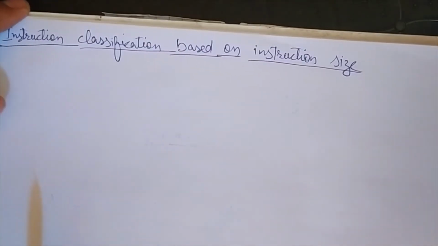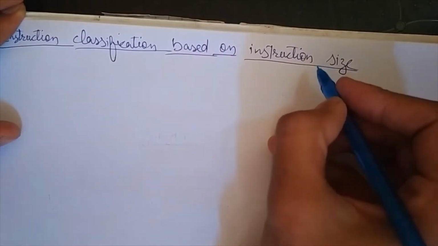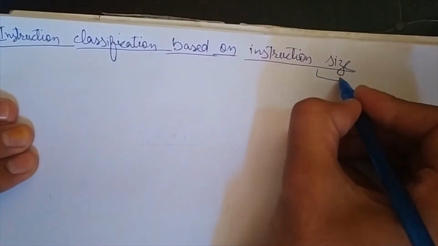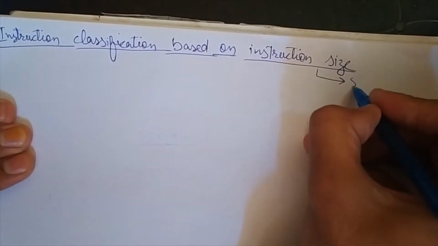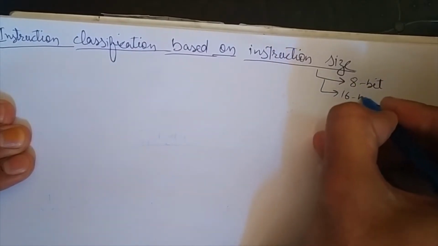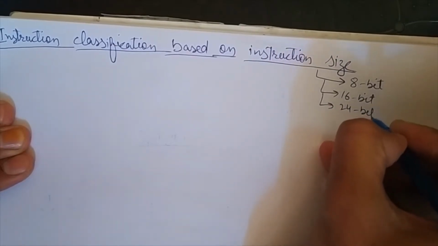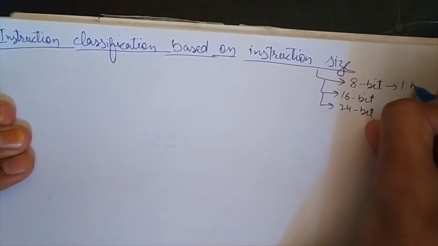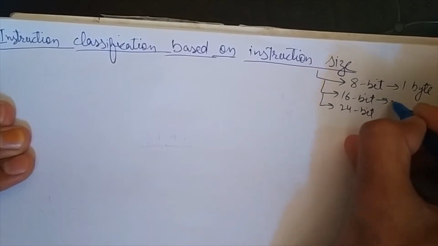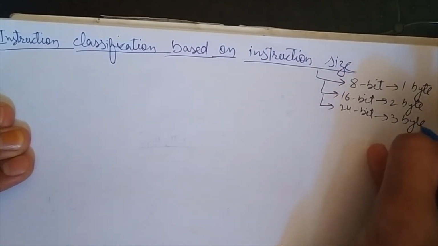So what is the size of an instruction? In our microprocessor 8085, there are three possible instruction sizes. One is an 8-bit instruction, another is a 16-bit instruction, and the third is a 24-bit instruction. Or we can say it is a 1-byte instruction, a 2-byte instruction, and a 3-byte instruction.